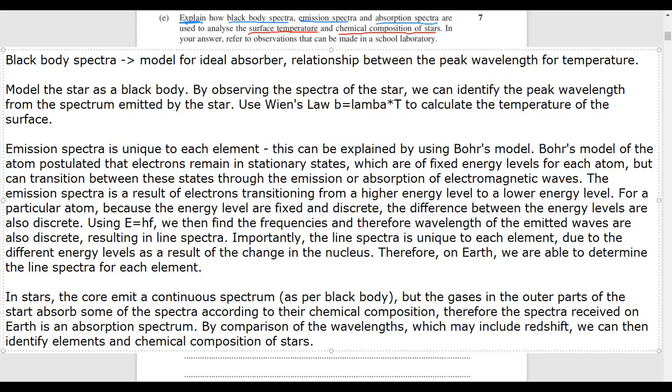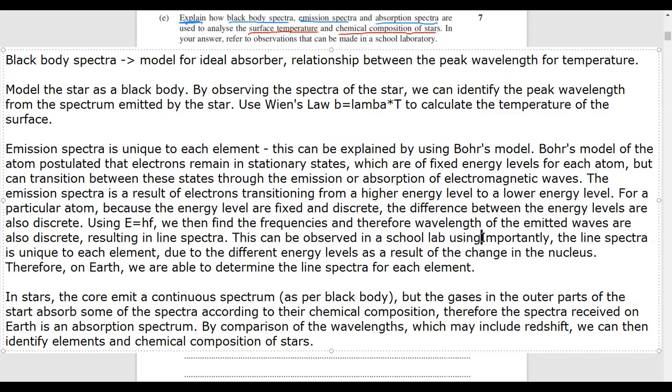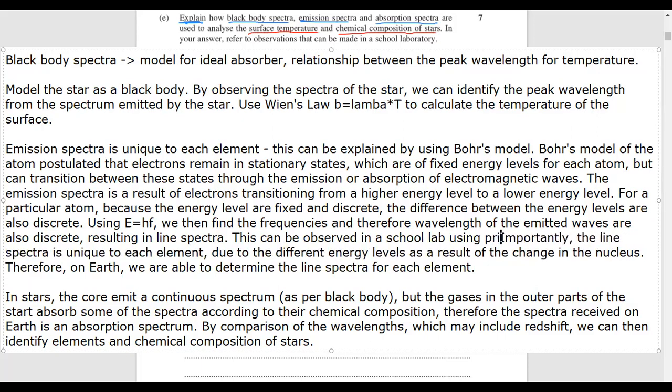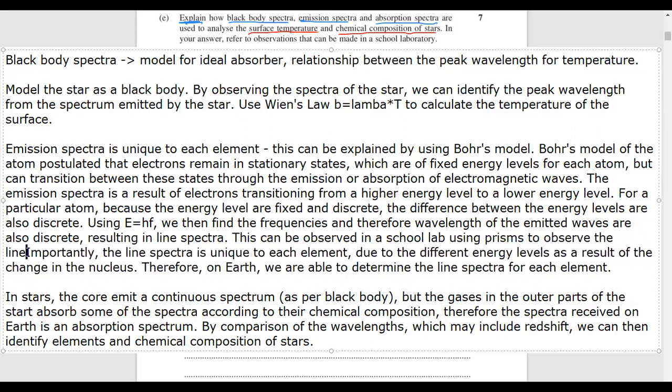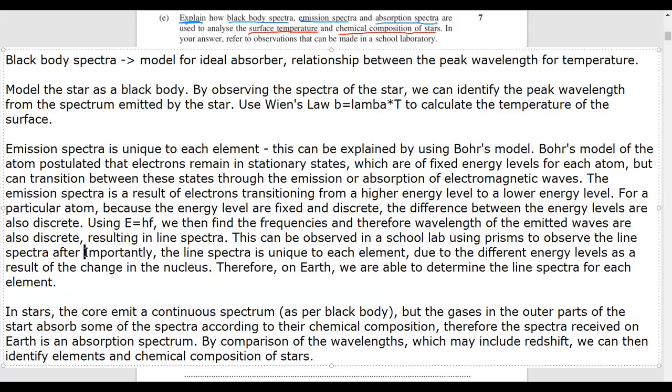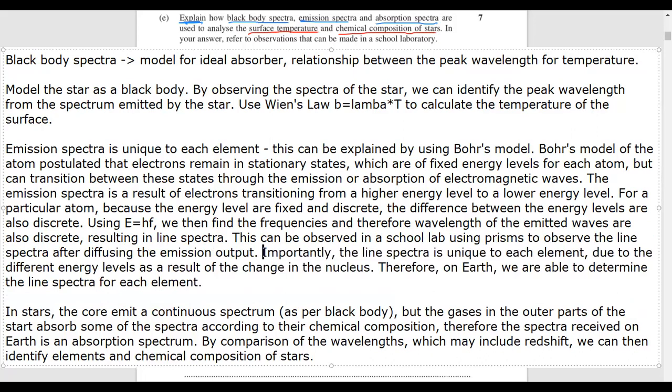Okay, so we might add a section here about the observations. So this can be observed in a school lab using basically equipment. So using prisms to observe the line spectra after diffusing the emission output. So school labs have, and some schools have excursions in universities to do this.